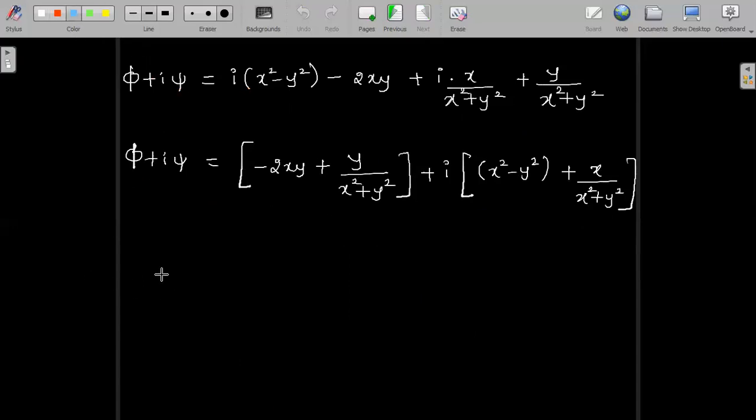So let us conclude. Thus phi is equal to, equating the real part, minus 2xy plus y divided by x square plus y square. So this is how we can obtain the real part of the expression given the imaginary part, finding f of z, the analytic function f of z first. So these were the problems which I wanted to consider on Cartesian representation. Now next we will move ahead with polar representation.